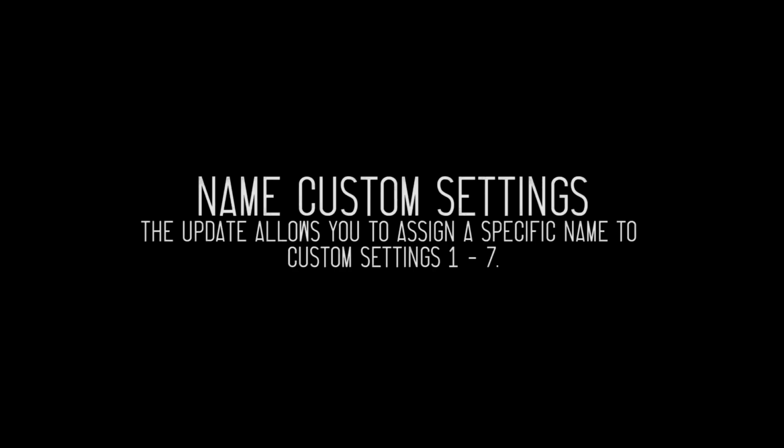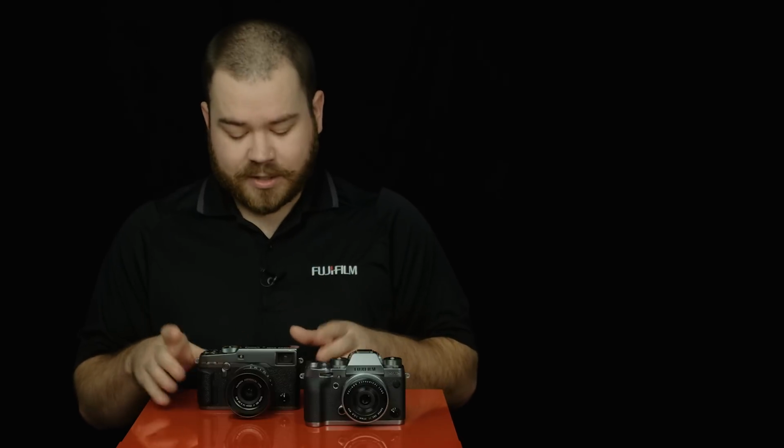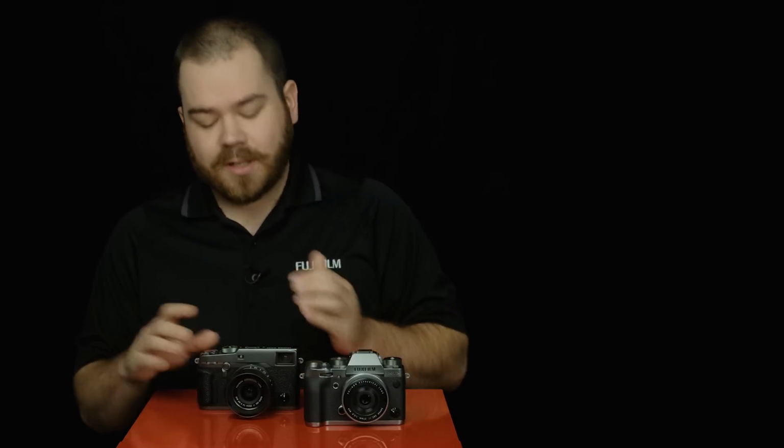The X-Pro2 now benefits from the same shorter shutter lag time as the X-T2. The X-Pro2 and the X-T2 are now able to name the custom Q menu. So you can now give them names instead of C1 to C7. You can actually give a name to your custom profile.